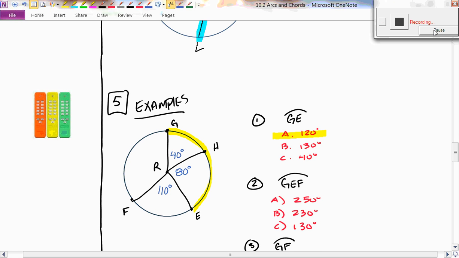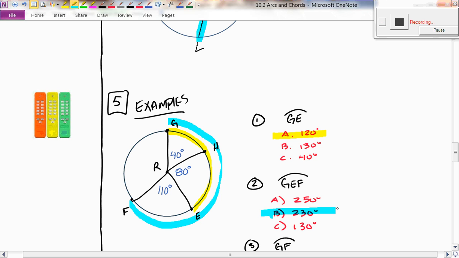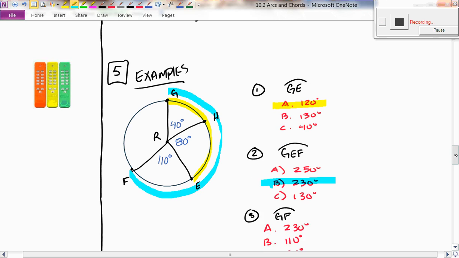Alright, we're doing GEF. Cast your vote for GEF. Remember, we want to go from G to E all the way to F. So it looks like 40 plus 80 plus 110. How much is that? That would be 230 degrees. Yeah, very good.